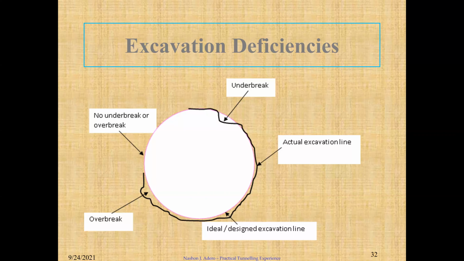I want us to wind up, because most of these, once you have got these details, you'll be able to understand very well. So there are excavation deficiencies. This dotted line is the design, but when you are excavating, because of the geology and unavoidable errors, there are underbreaks. So this is an underbreak and this is an overbreak.